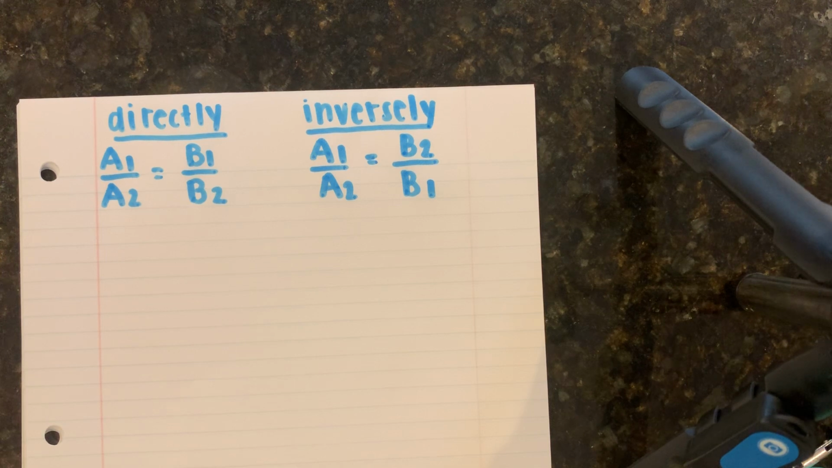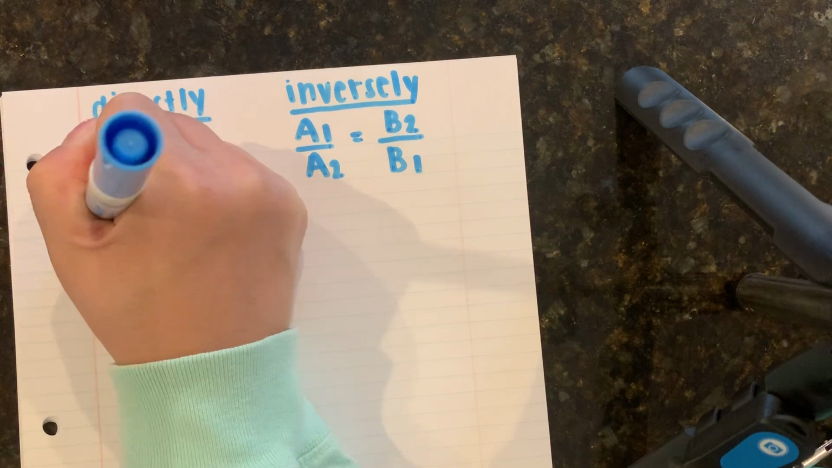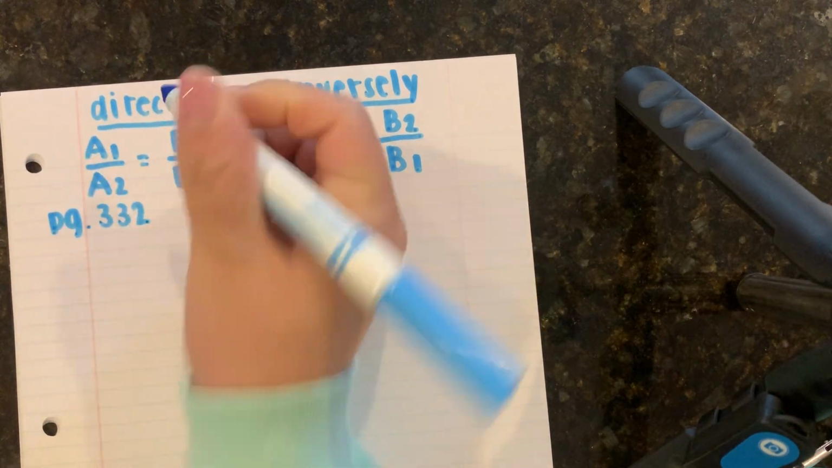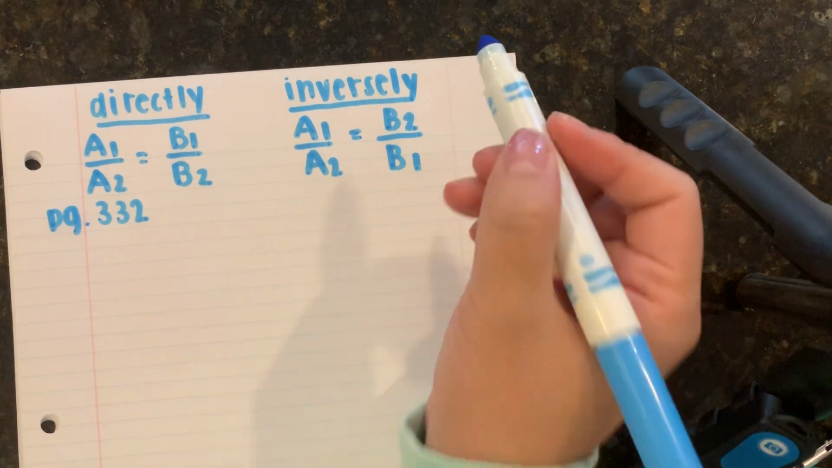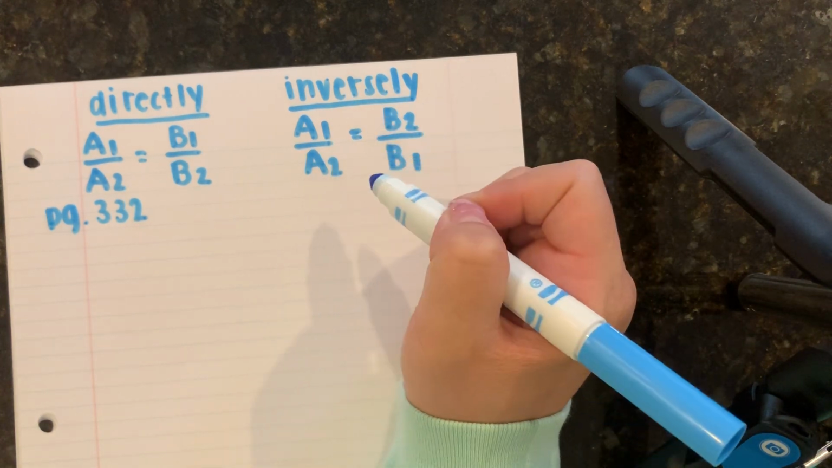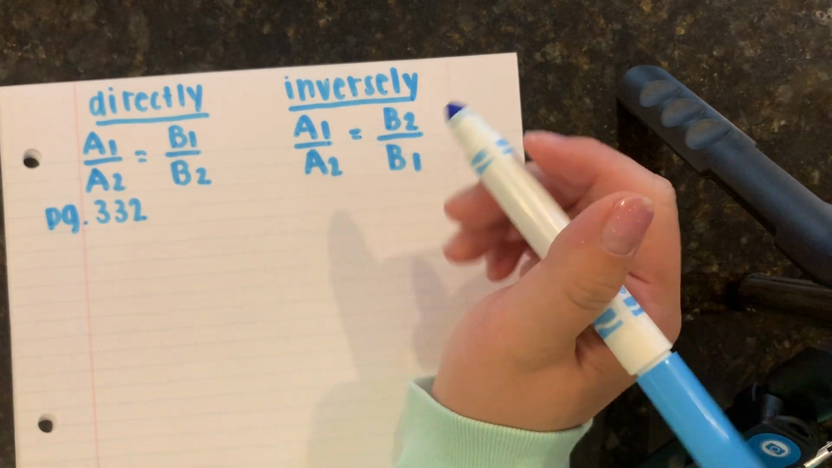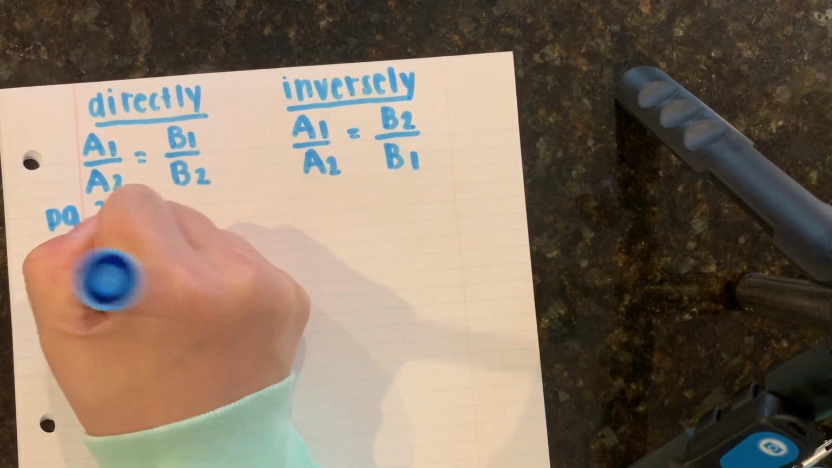So I want to look at example 80.3. 80.3. So on page 332. And that example says blues varied inversely as yellows. So first of all, I'm using inversely, so I know that I'm going to use this formula. But instead of A1 over A2, it's saying blues are varying inversely. So that means I'm going to use B1 over B2.